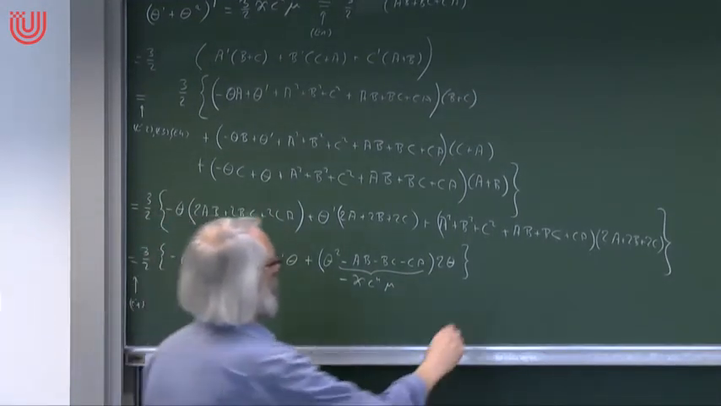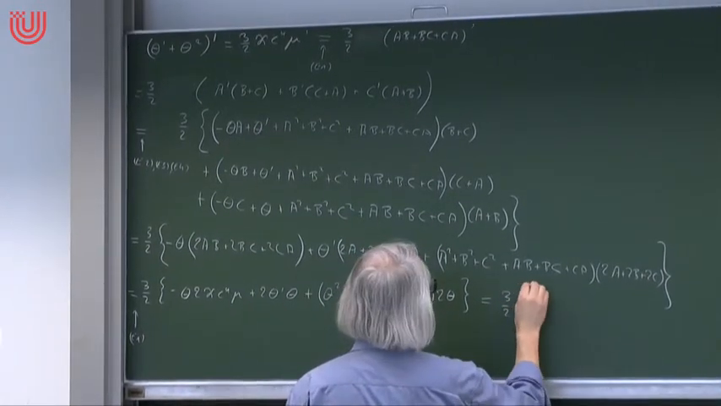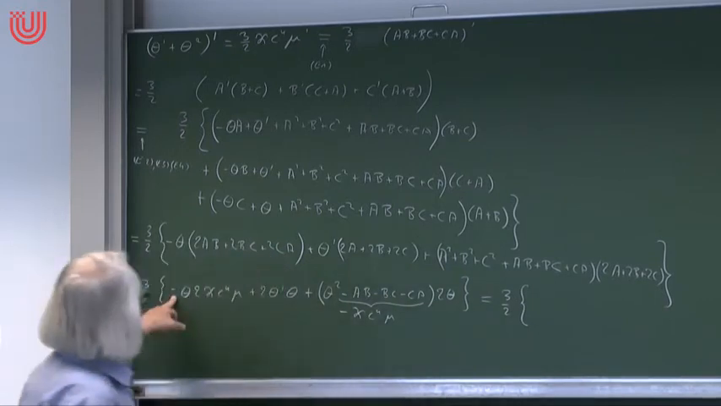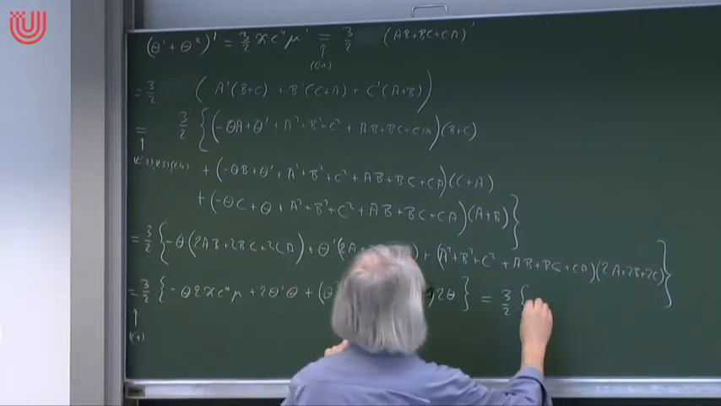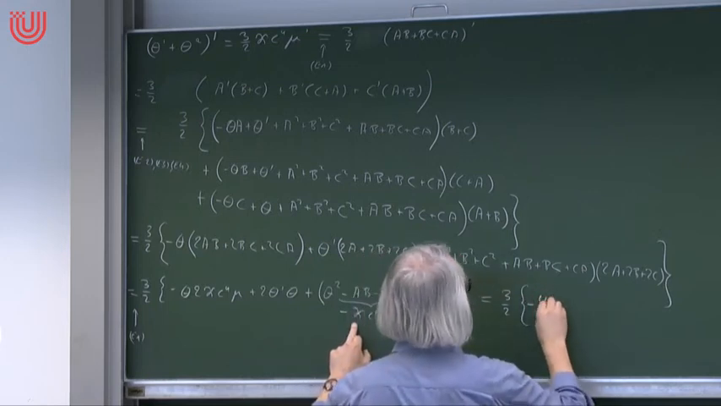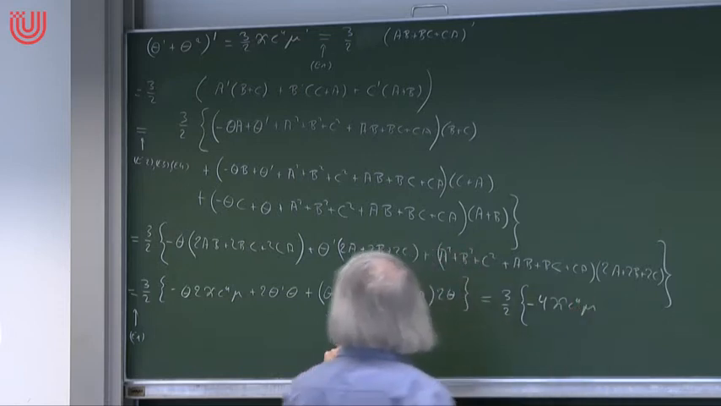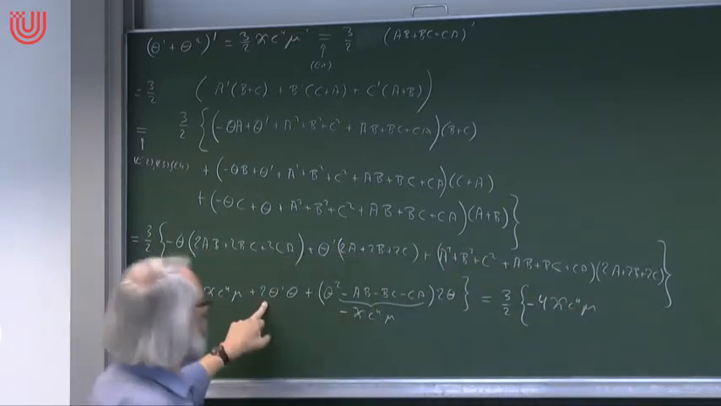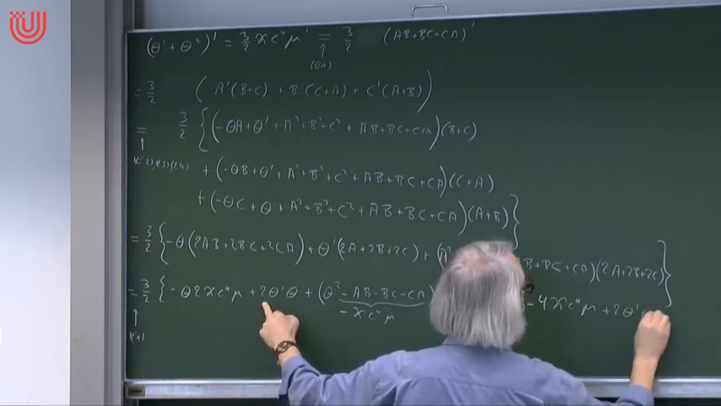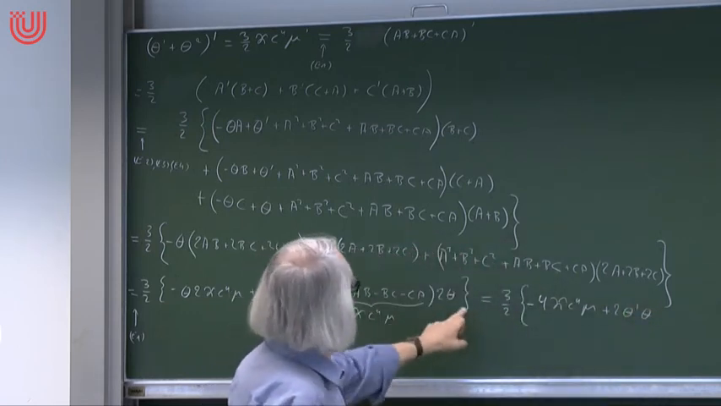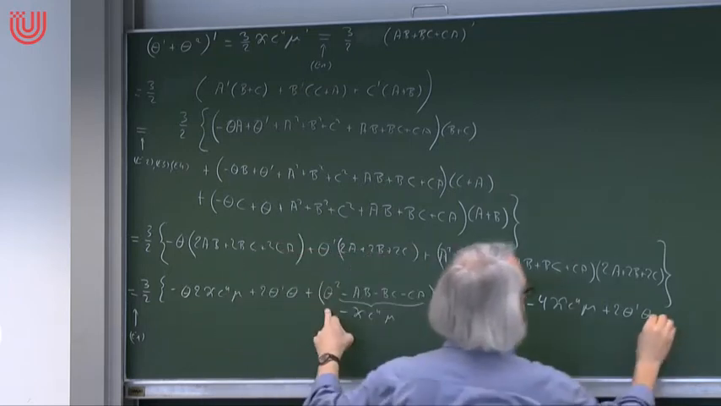So now it becomes pretty nice. So we have minus 2, minus 2, minus 4. Is that correct? Let's see. Minus 4 kappa c to the 4 mu, plus 2 theta prime theta, plus 2 theta cubed.